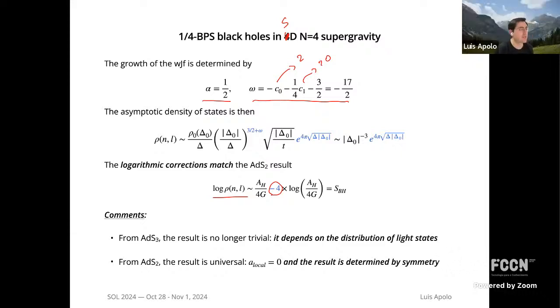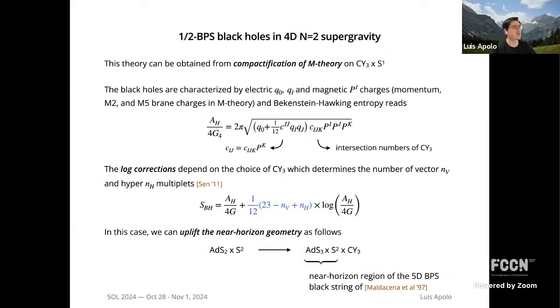Okay, thank you. Yeah, so let me describe the last case, because I think the last case is actually the most interesting one, because it's the most subtle one. And so this is the case where we try to reproduce the logarithmic corrections of half BPS black holes in 4-dimensional N=2 supergravity. So in this case, the logarithmic corrections are a bit more complicated. So they depend on the number of vector and hypermultiplets, and these are numbers that characterize the Calabi-Yau threefold on which you compactify to get this 4-dimensional theory.